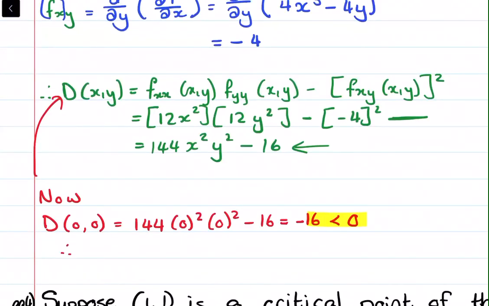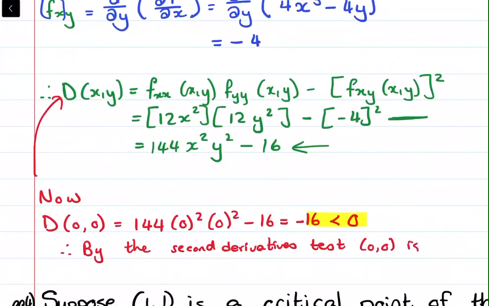So therefore, by the second derivatives test, (0, 0) is a saddle point. Right.